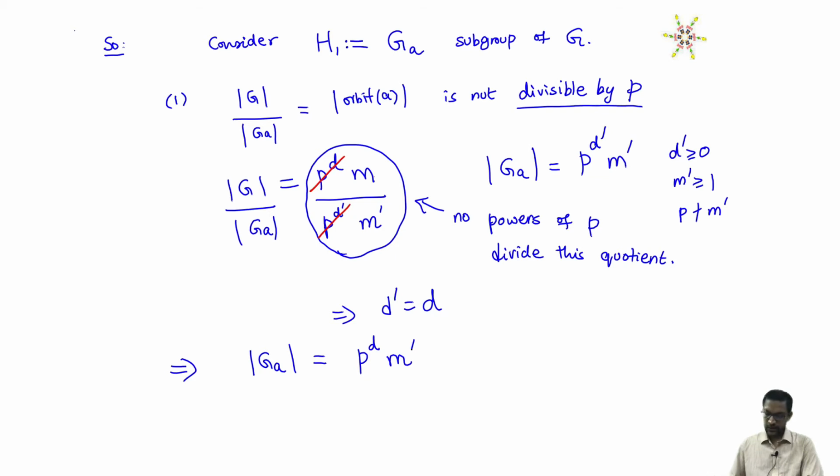So maybe let me call this subgroup not H1 but H dash. H dash is just another name for GA, and it has cardinality P to the D times M dash, for the same power P to the D, where P doesn't divide M dash. Now we're almost there. In other words, H dash is almost the subgroup we are looking for. What is it that the Sylow theorem says?